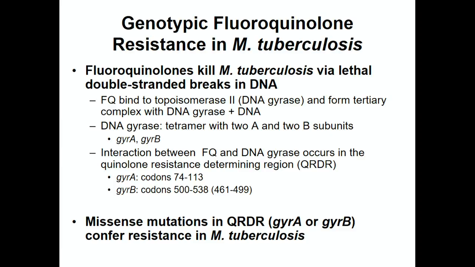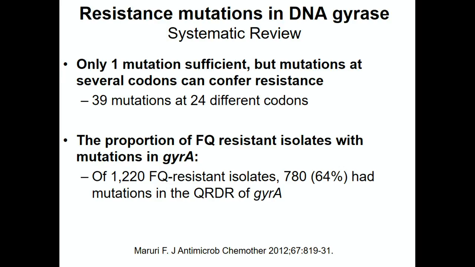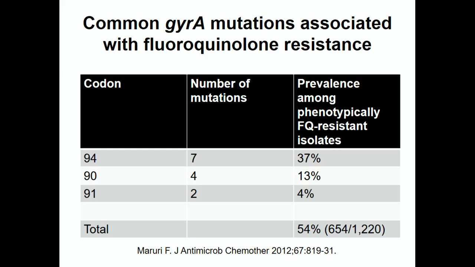It really depends on which numbering system you use, but these are the classic numbering. Missense mutations in the QRDR confer resistance in MTB. Fernando Maruri, a couple years ago, did a systematic review and found that there were 39 mutations at 24 different codons associated with quinolone resistance. Looking at those in gyrase A, 64% of these phenotypically resistant isolates had mutations in the QRDR of gyrase A. The most common mutations in gyrase A are codons 90, 91, and 94.